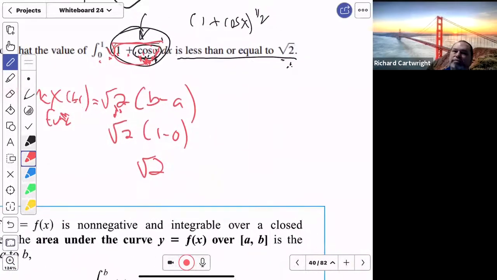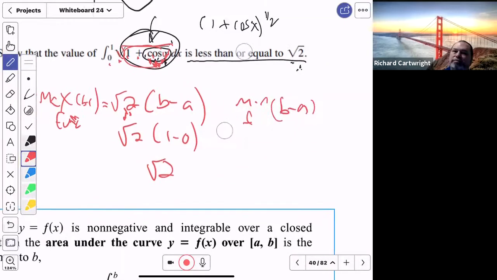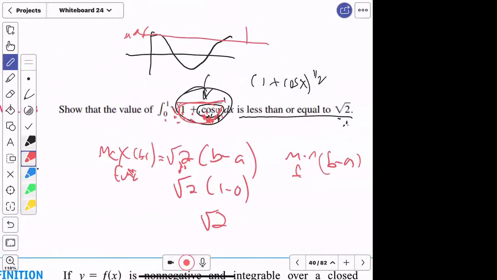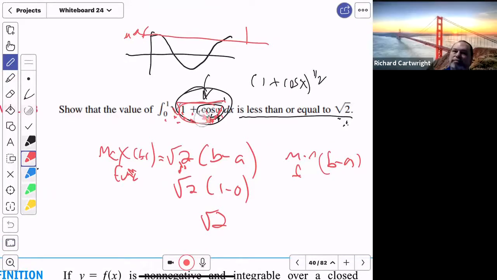Let's do the minimum. He didn't ask for it, but we're so good. The minimum of this function times b minus a. What's the smallest the square root of 1 plus cosine of x could be? Cosine could be a -1. That's right. So what's 1 plus a -1?